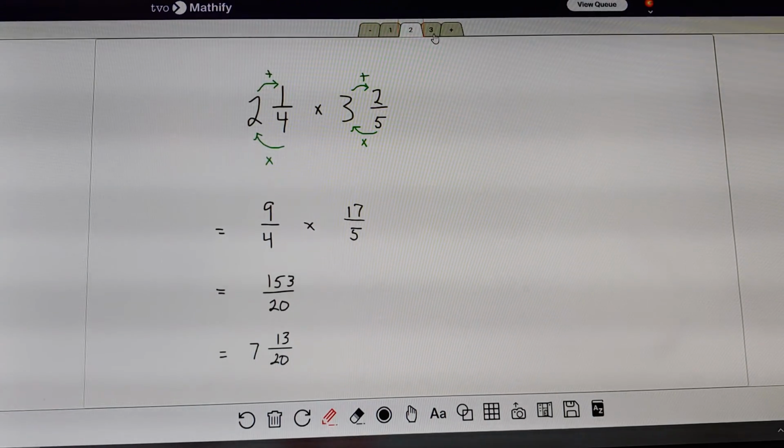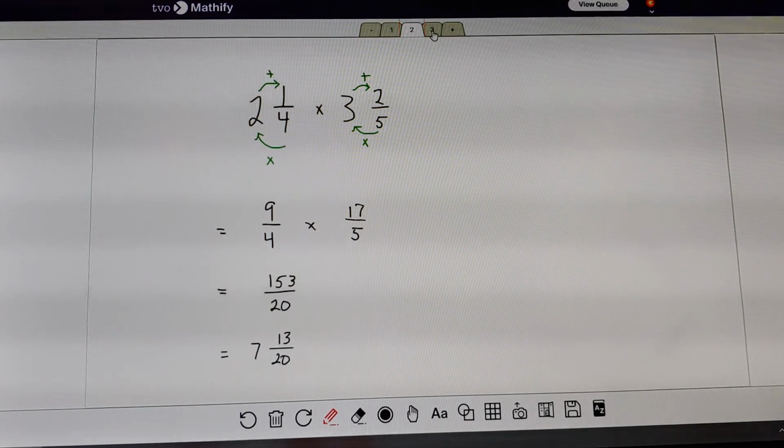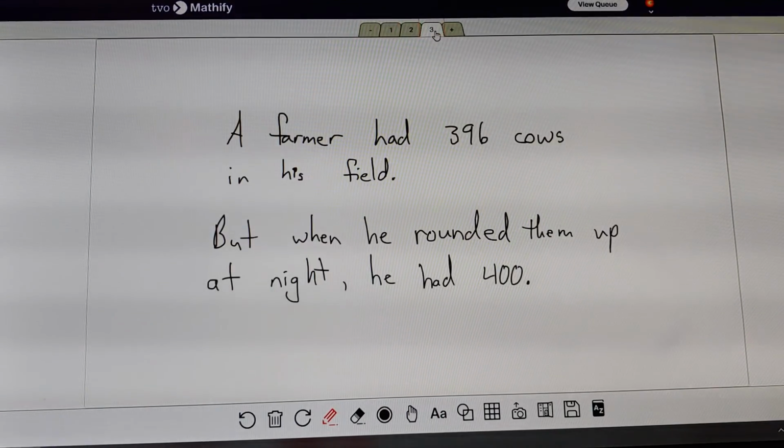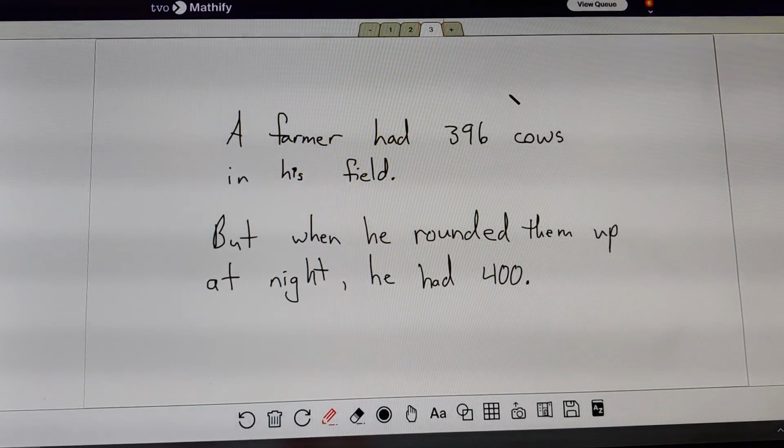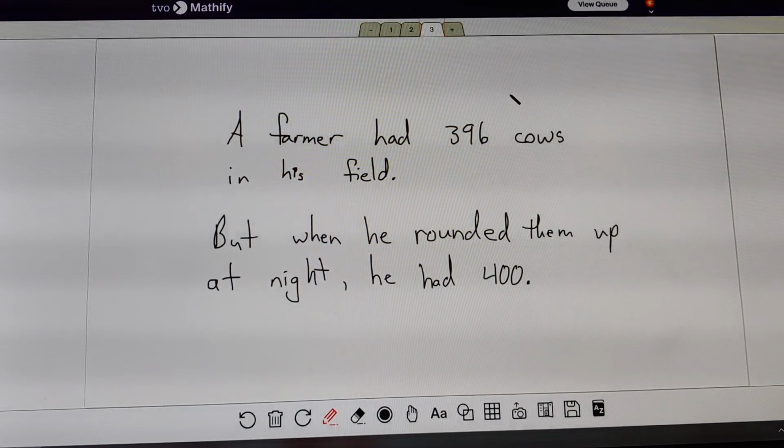Okay. And I know you can see there's another tab up here, and you're super excited, and you should be, because it's a good one. A farmer had 396 cows in his field, but when he rounded them up at night, he had 400. Oh, it's like the loaves and fish, except they're cows.